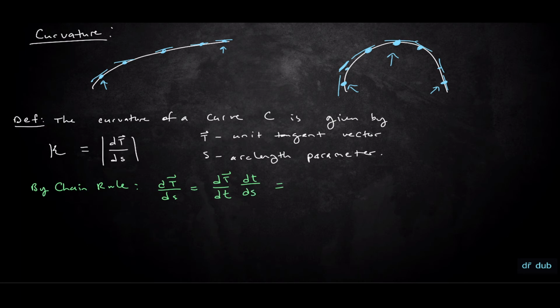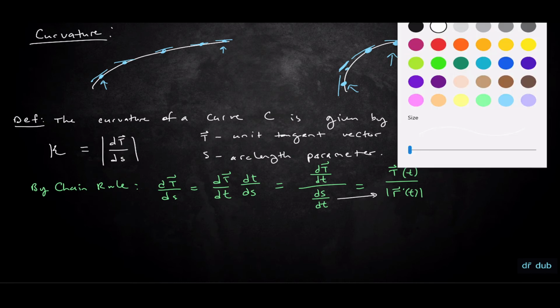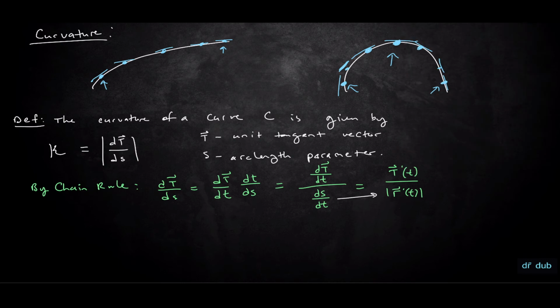And then we can use a little calculus and algebra mixed together. We can just say the derivative of the tangent vector with respect to parameter t, divided by ds/dt. And then we can call that capital T prime of t over the magnitude of r prime of t, which we just talked about with arc length. So ds/dt we know is just the magnitude of r prime of t. So that's a nicer formula for that derivative dT/ds.